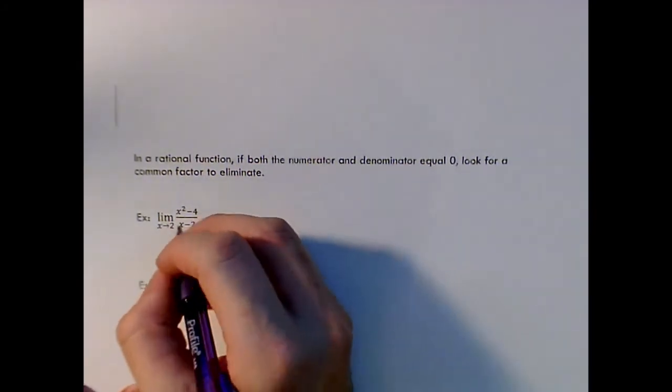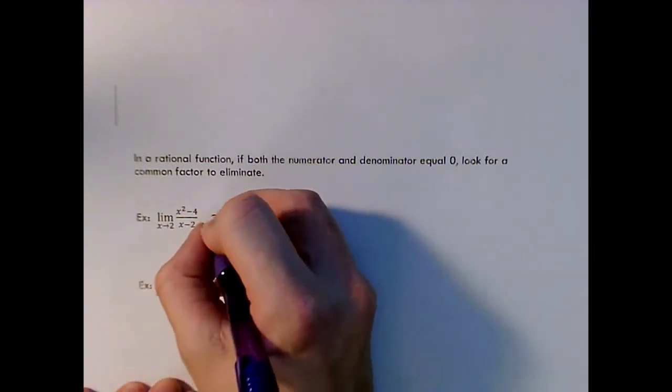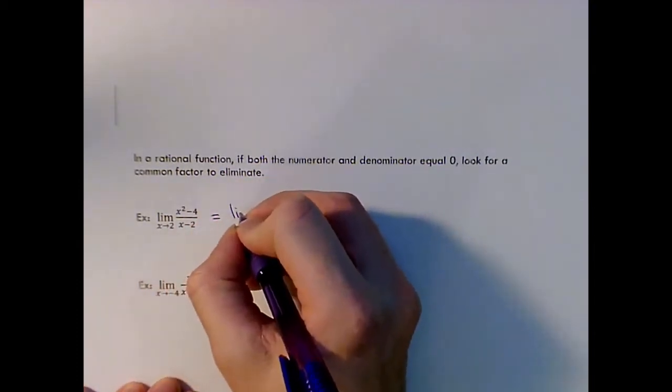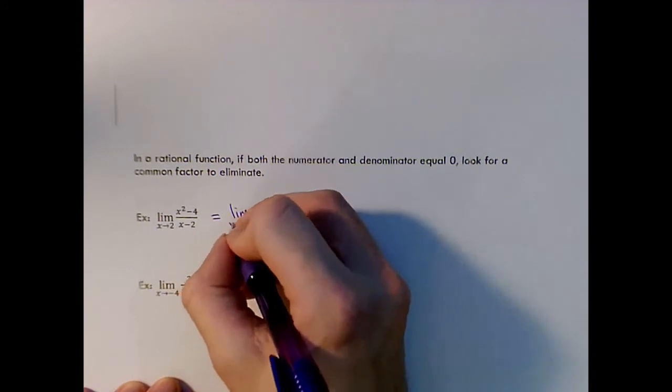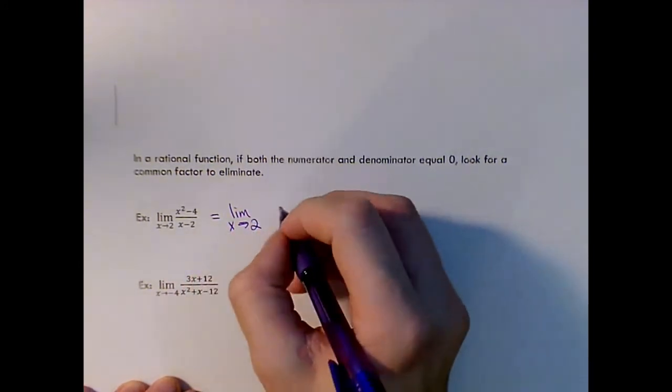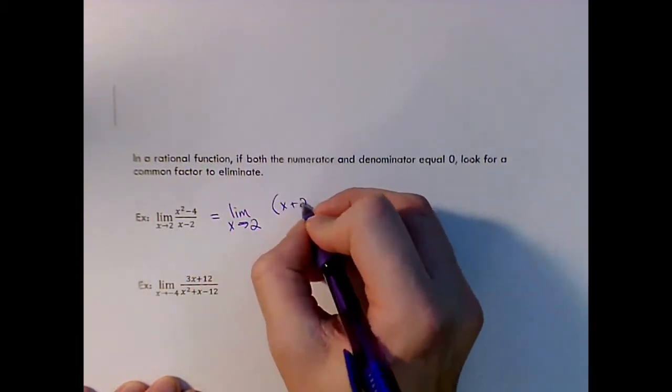If I were to plug in 2, I'd get 0 over 0. But what I'm going to do instead is I'm going to factor. Now, you might remember difference of squares. And if you don't, here's what it looks like.